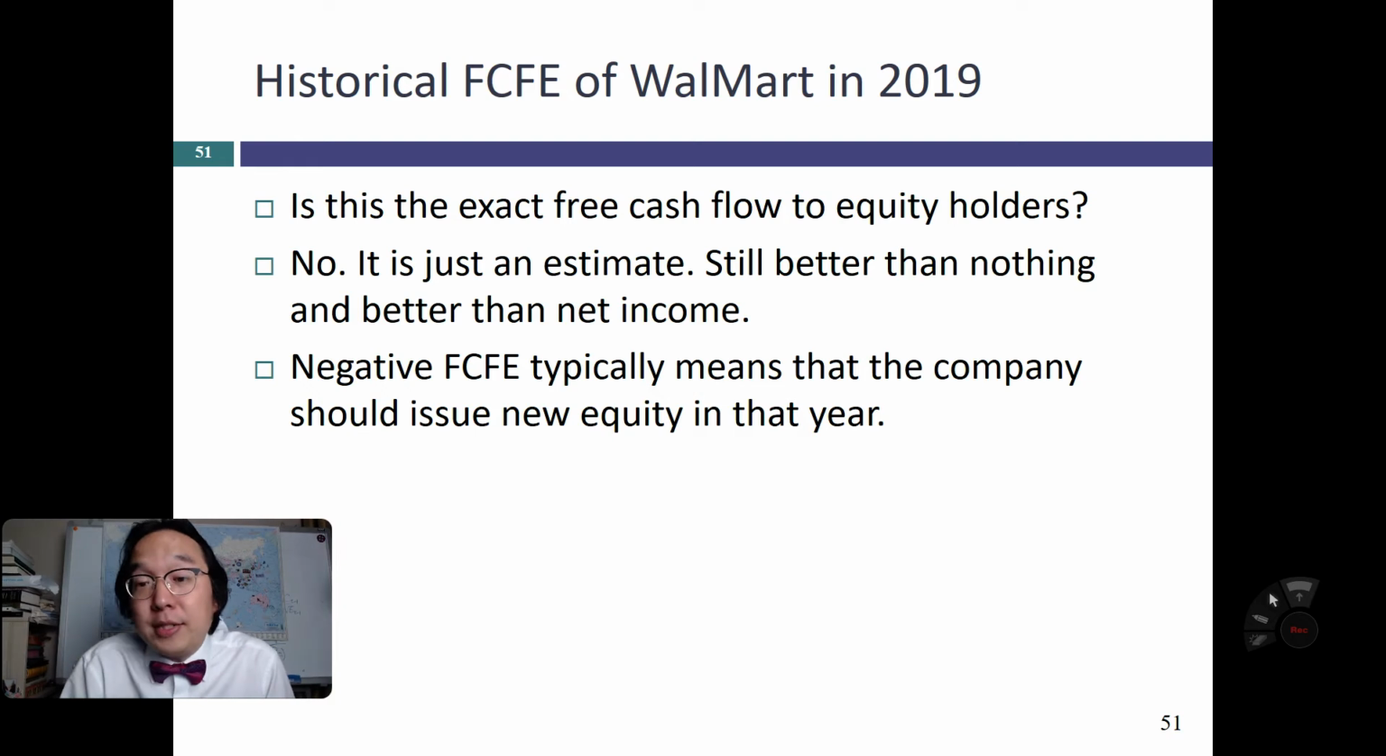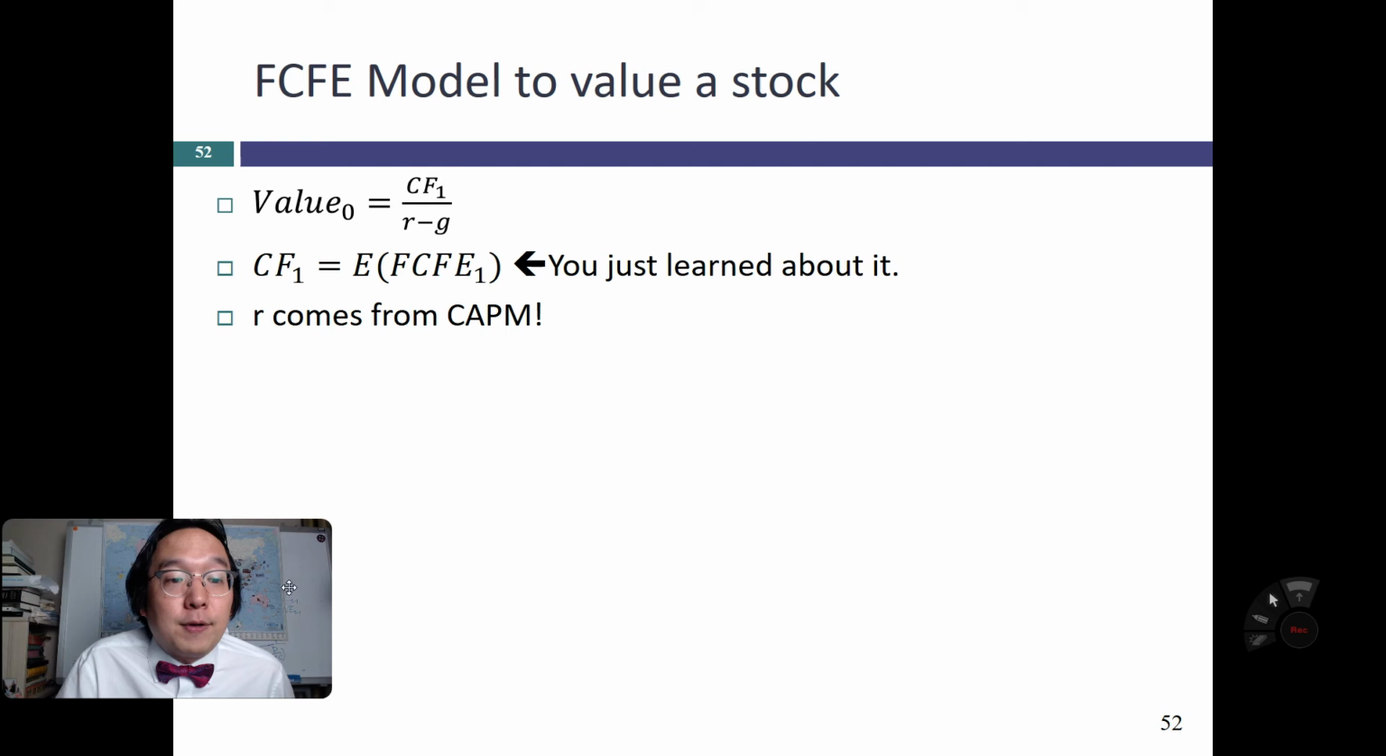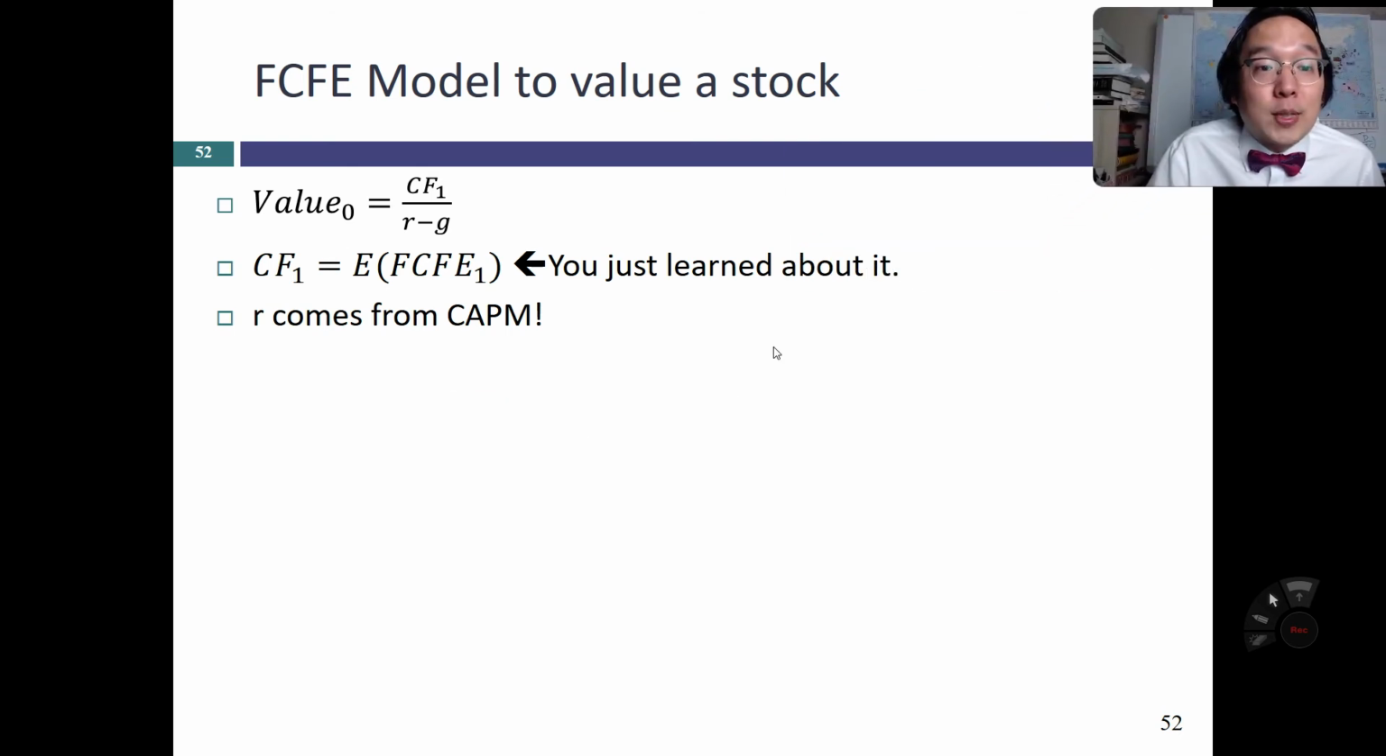It's still better than nothing and better than net income. Of course, it just happened to be almost the same as net income for Walmart, but things will be drastically different for many companies, usually more companies than not. And then negative free cash flow to equity typically means that the company should issue new equity in that year, okay, to pay dividend. Anyway, so that's that.